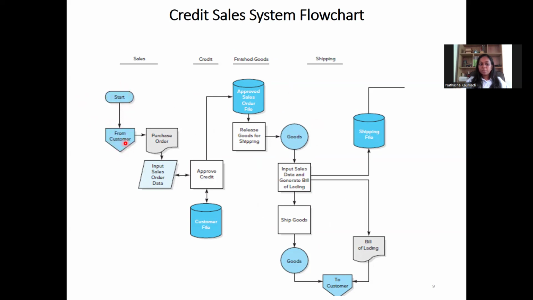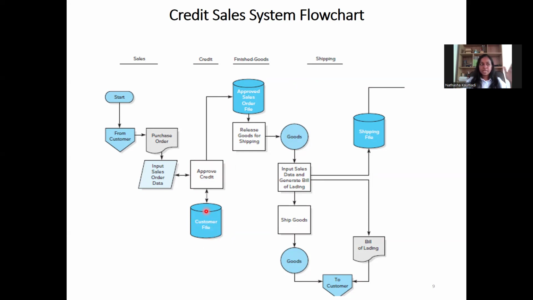After starting from the customer, you are receiving a purchase order. Input sales order data: by looking at the customer's purchase order, you are preparing the sales order. After that, before initiating the sales, you need to approve the credit, as I mentioned. If that person has already exceeded credit, you can't initiate the sales and go on. And then it goes to customer files as well, because if you have approved a 1 million or 10 million credit limit for a particular customer, you need to record that in the customer file.